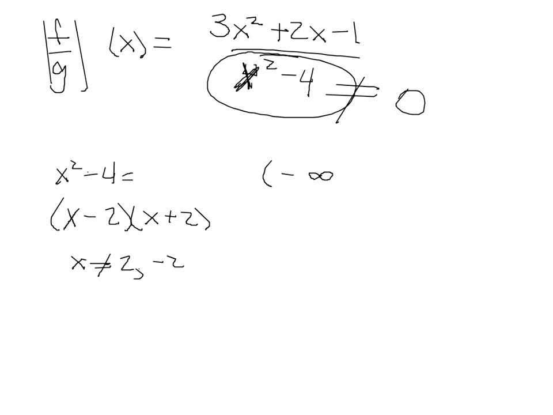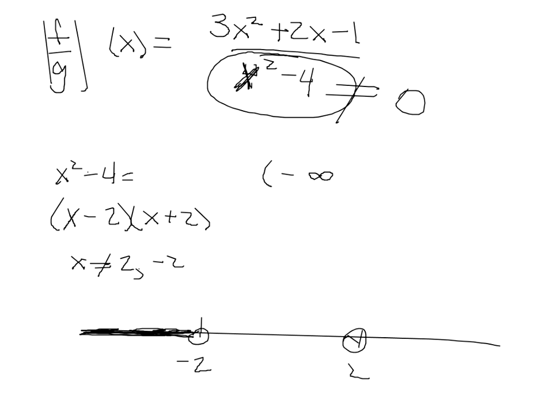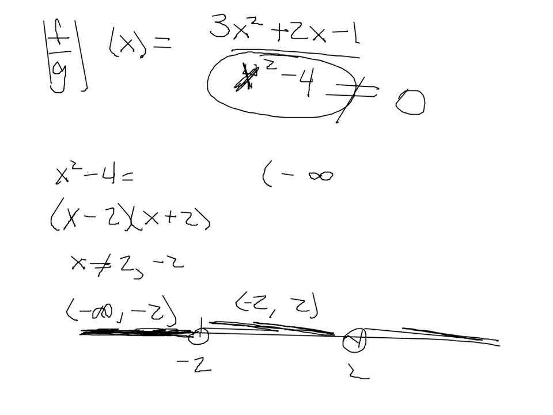So our domain, well, let me draw the real line here. So here's minus 2. We draw an open circle on it to remove it from the domain. So we use everything to the left of minus 2, everything between minus 2 and 2, and everything bigger than 2. So that is our domain for this problem.